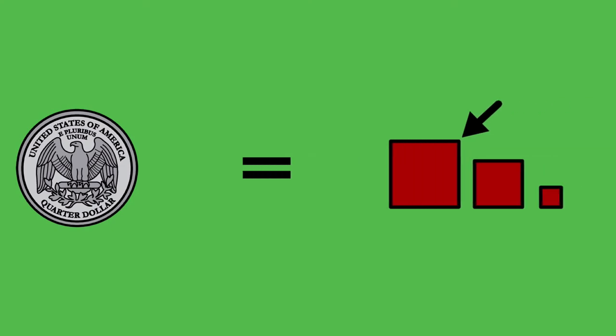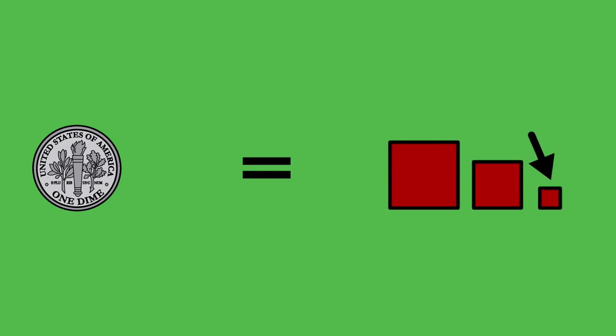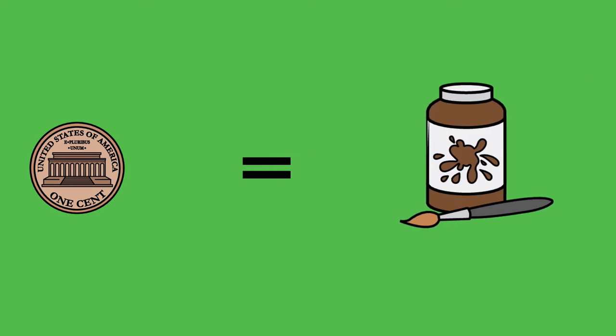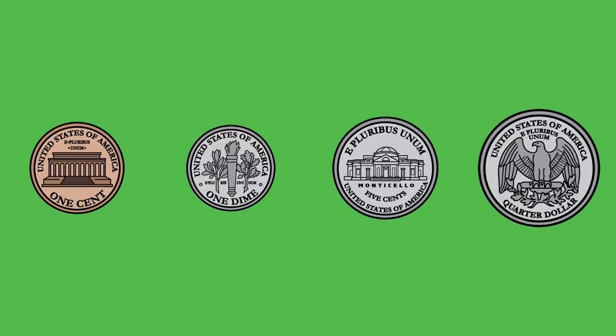Quarter is big. Dime is small. Nickel is medium. Penny is brown. Touch big quarter.